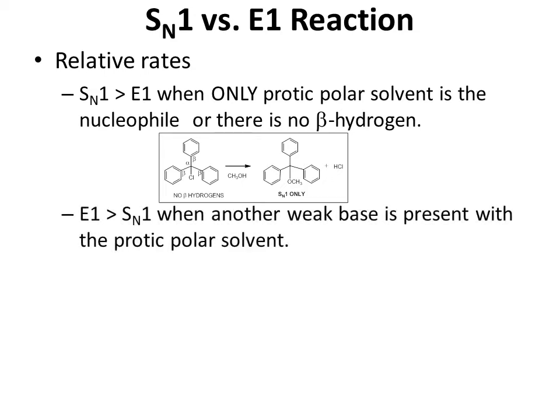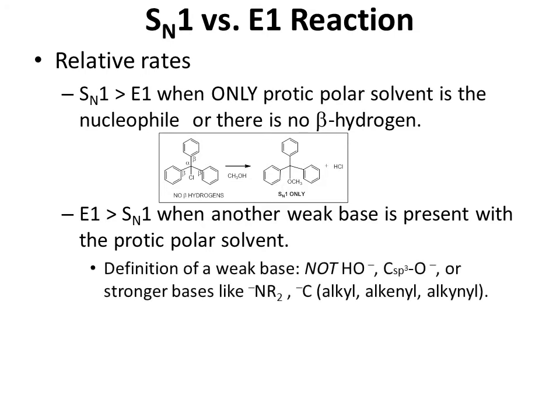E1 will be faster than SN1 when another weak base is present with the protic polar solvent. And we're talking all sorts of weak bases. The definition of a weak base is it's not hydroxide, OH-, not an sp3 hybridized carbon connected to O-, or even stronger bases like the amide anion, NR2-, or C- when it's alkyl, so that we're talking about things like CH3 or C single bonded to C, alkenyl, C double bond C, or alkynyl, C triple bond C.